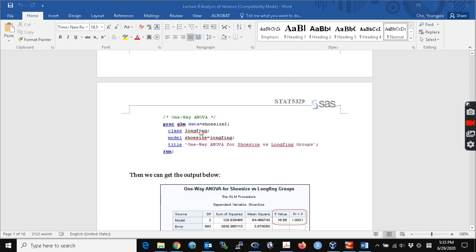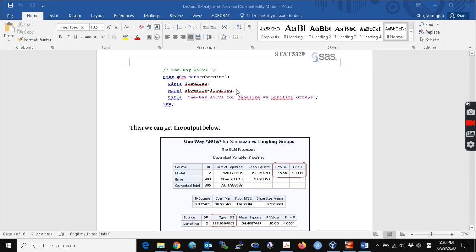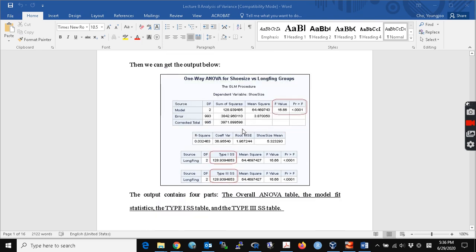So we use proc GLM. We have a class statement with long thing because long thing is the main independent variable, and the model is shoe size equal to long thing. This is one-way ANOVA. Then you can see the one-way ANOVA table and results. The F value is 60.66 and the P value is less than 0.001.